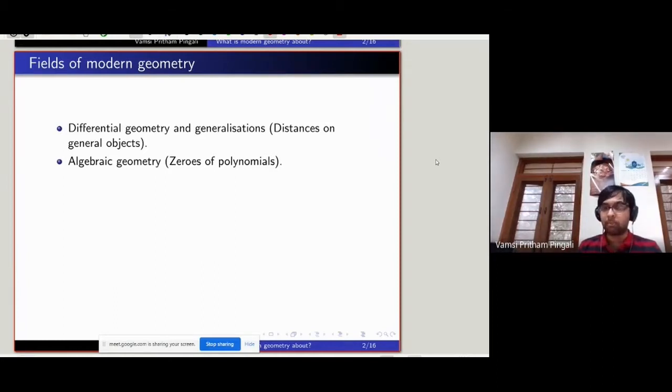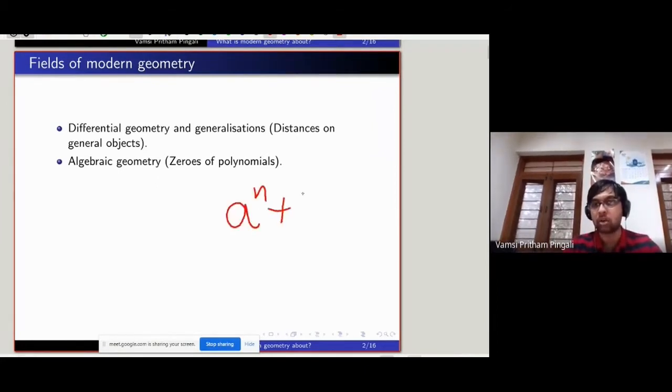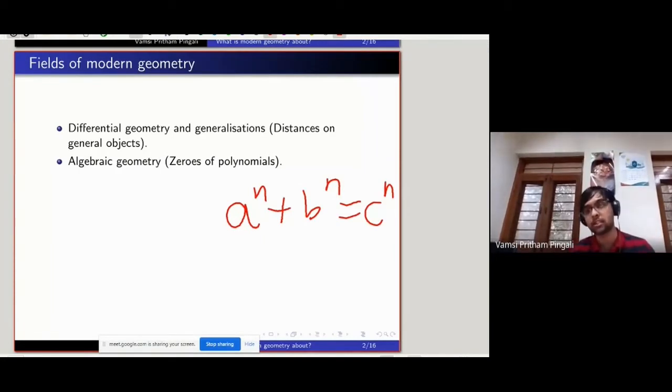Now, surprisingly, the subject of algebraic geometry also ties in with number theory. Why? Because this is also a polynomial, okay? Things like this.